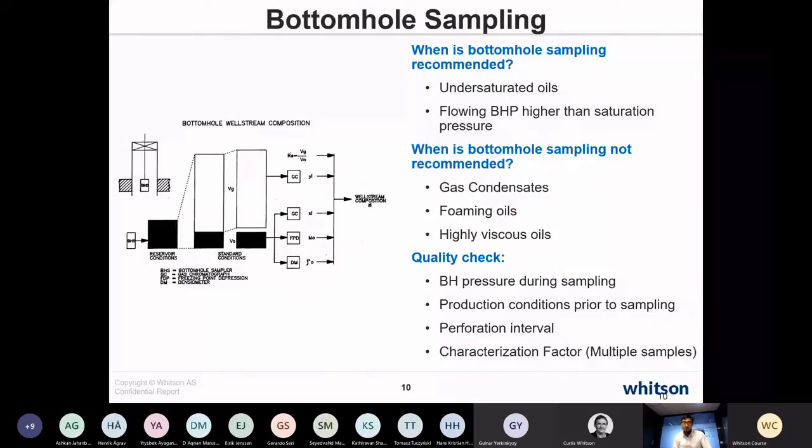So there are certain quality checks that are done on the bottom hole sampling. You check, for example, bottom hole pressure, because that tells us whether the sample was in situ representative or not, or you might have a different phase flowing into the wellbore. If you have two phases flowing into the wellbore, and you have already reached the saturation pressure while sampling, then your sample may not be representative. Perforation interval, yeah. So these are the different things in terms of the quality check.